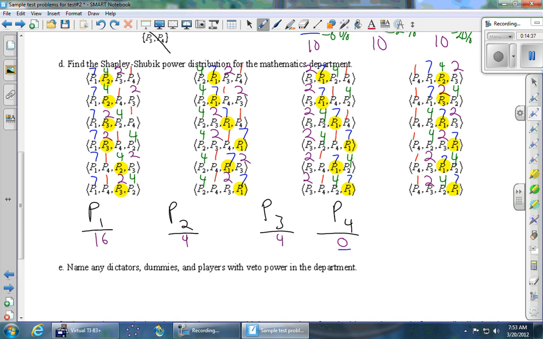Again, these power distributions are fractions. So we need to divide. You can divide by the total number of things that were highlighted in my picture or things that were circled on your paper, or you can recognize that there are 24 things in this list, and so that's what goes in the bottom here.